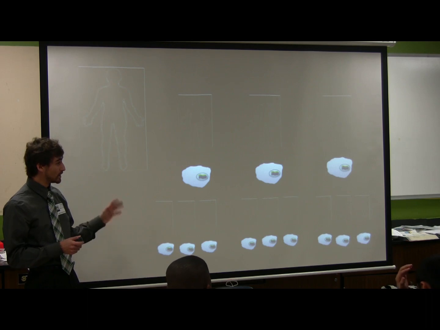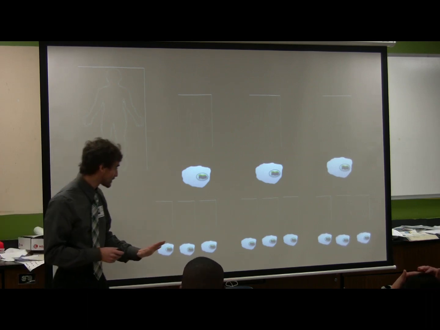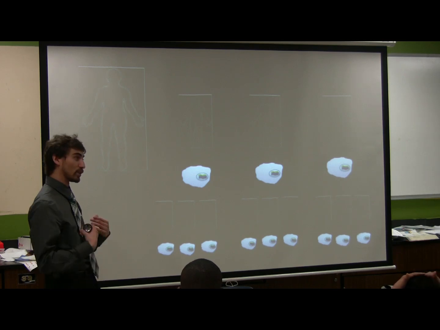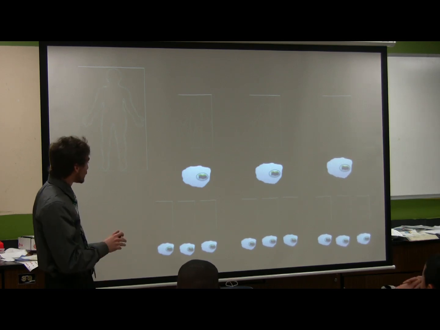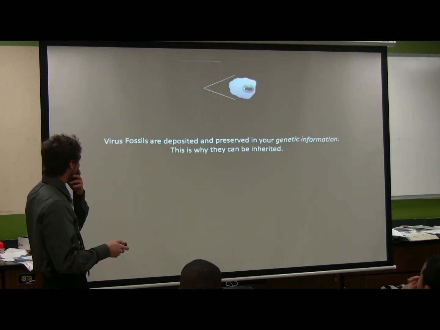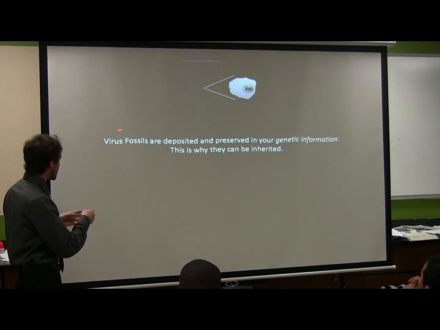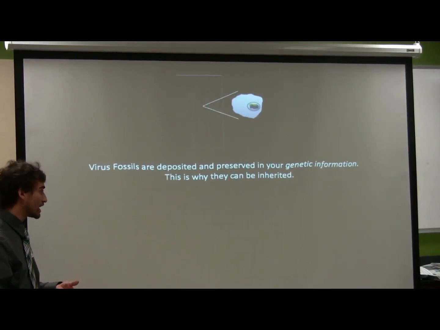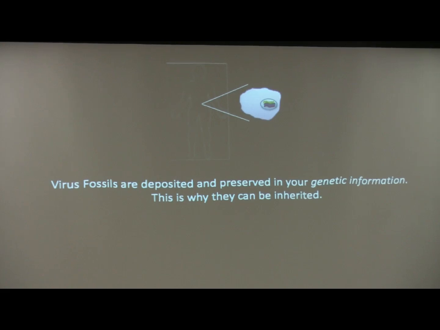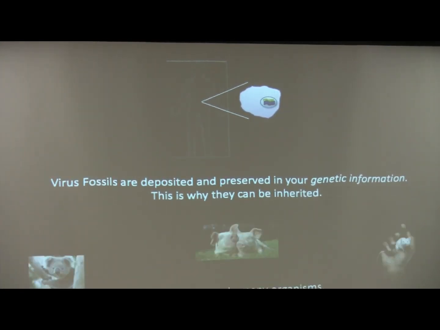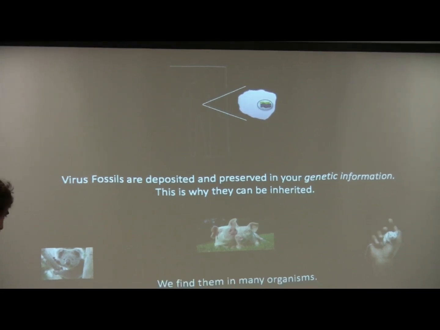And even though they're extinct, like the dinosaurs, we can still see them when we look inside our DNA. And so that's what a virus fossil is, and I spend a lot of time looking for them. But really, in summary, virus fossils are deposited and preserved in your genetic information, or DNA. And this is why they can be inherited, and they have been inherited over millions of years. And what scientists are finding now is they seem to be in all organisms.